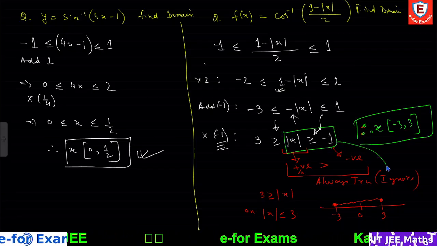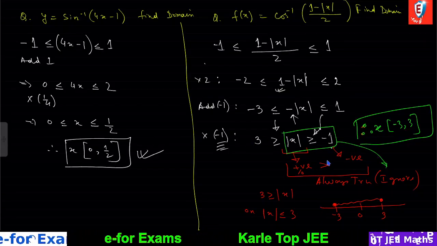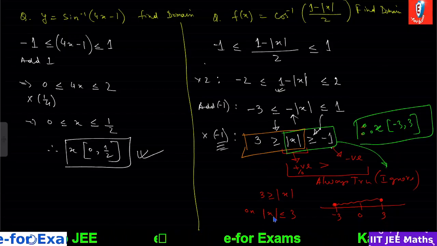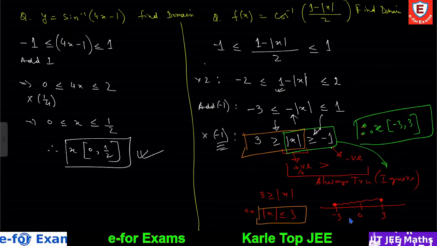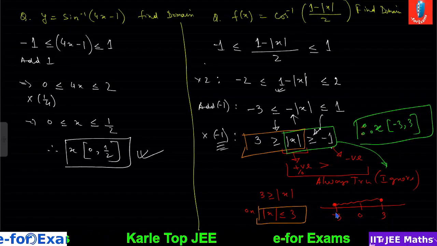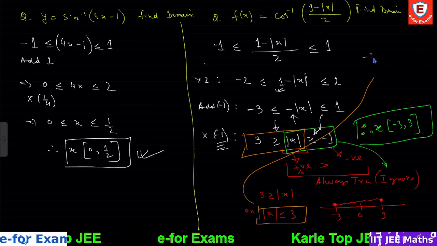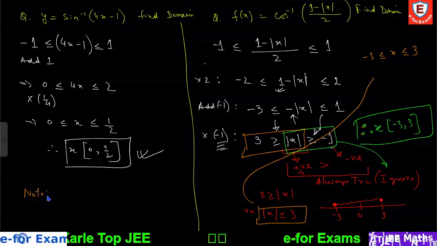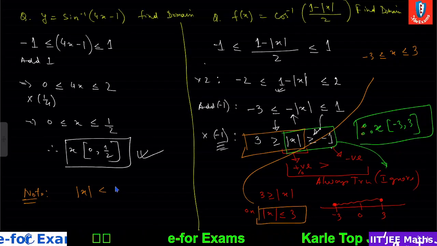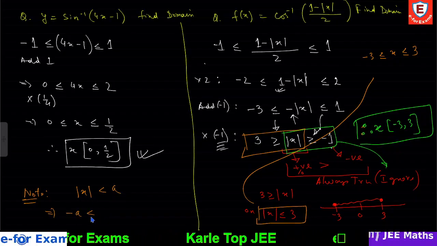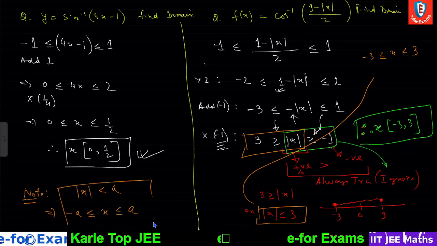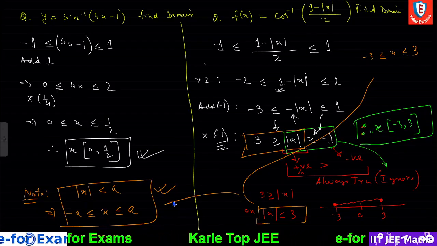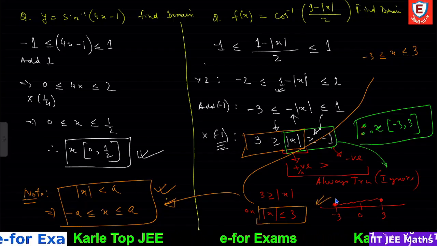This part we have ignored. So the remaining is this portion. 3 greater than or equal to mod x can be written as mod x less than or equal to 3. Mod x less than or equal to 3 means directly, even if we don't draw the graph, we can say like this: minus 3 less than or equal to x less than or equal to 3. Mod x less than a is nothing but minus a less than x less than a. This is the universal formula, you can remember this. So using this, we can directly do it, or you can plot on the number line.